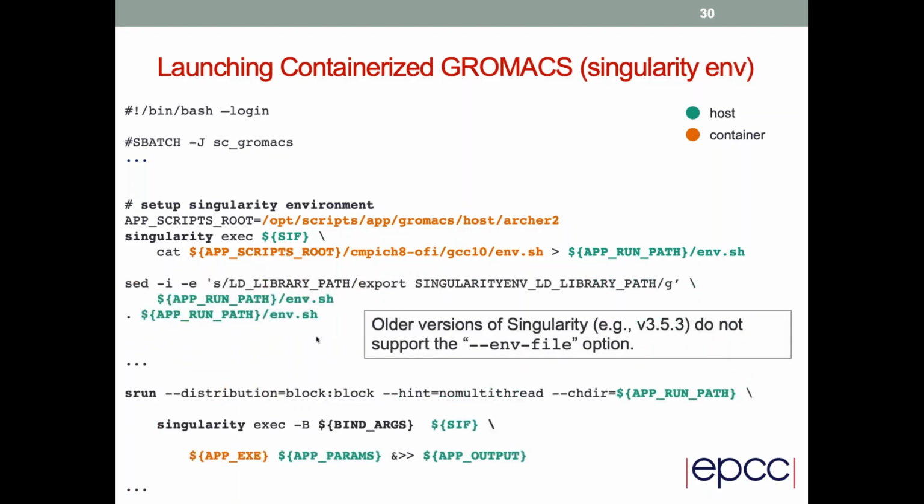There is a caveat here in that older versions of Singularity, such as the one running on ARCHER2 4cab, don't support this --env-file option. So what I needed to do was go into the environment script once it was on the host and use a sed command such that I would prepend export SINGULARITYENV_ to the LD_LIBRARY_PATH definition. That means that when I run Singularity, that environment variable is picked up, and the setting becomes the LD_LIBRARY_PATH inside the container.